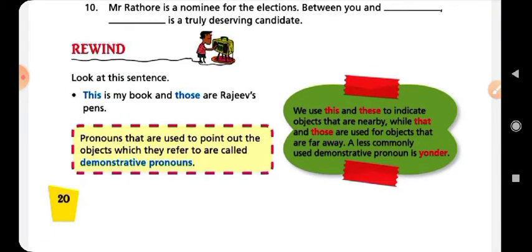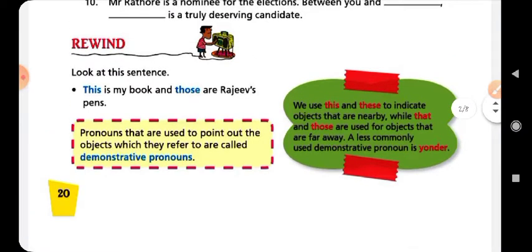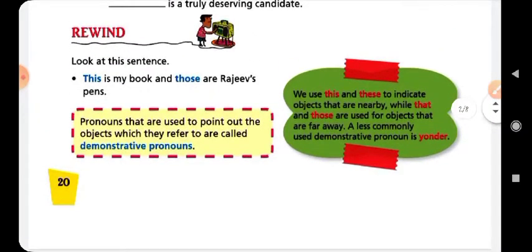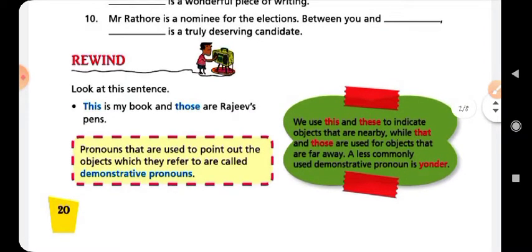Okay. So the third topic is demonstrative pronoun. First we will learn the definition of the demonstrative pronoun, how we can use the demonstrative pronoun, and which words are used as demonstrative pronouns, etc. These are the things we can study here.